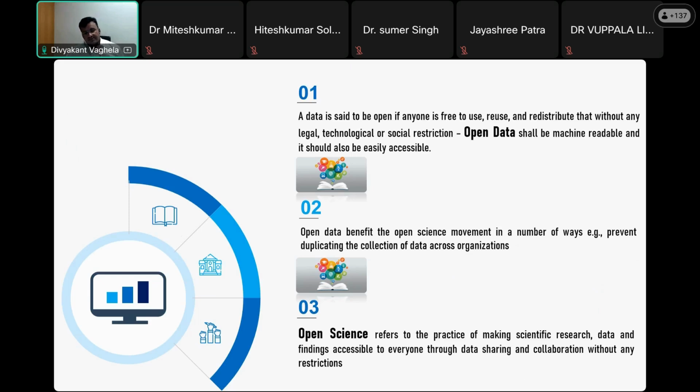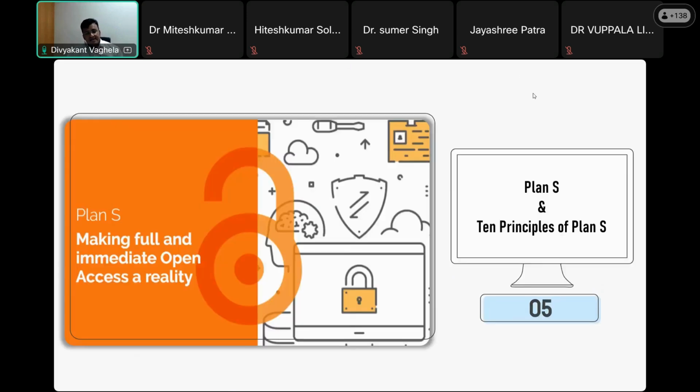Open science basically refers to scientific activities in which the scientific research data, the findings, the final outcomes and outputs are accessible to everyone through data sharing and collaboration without any restriction. Restriction should not be there when we say it is open. For that, Plan S comes into the picture, making full and immediate open access a reality.